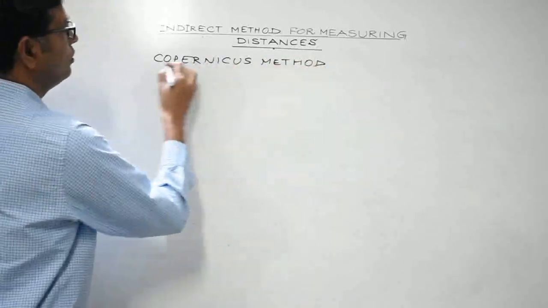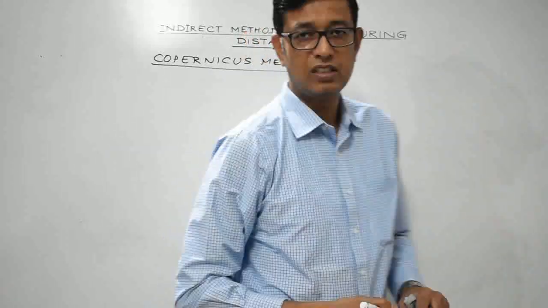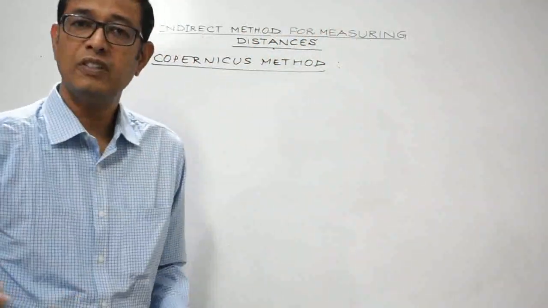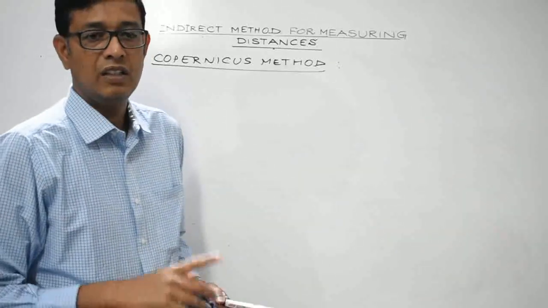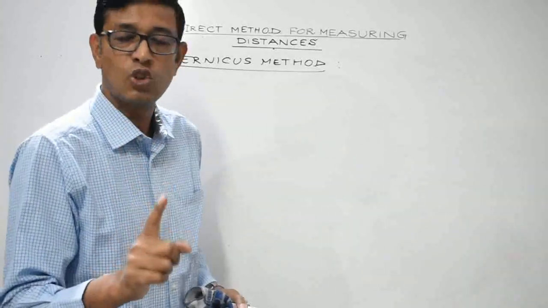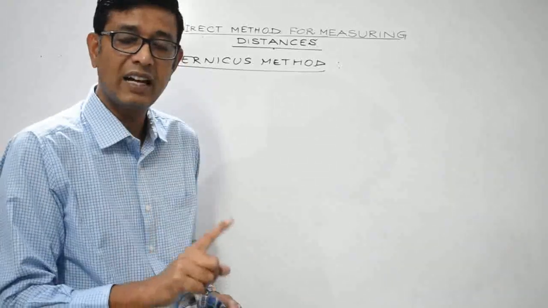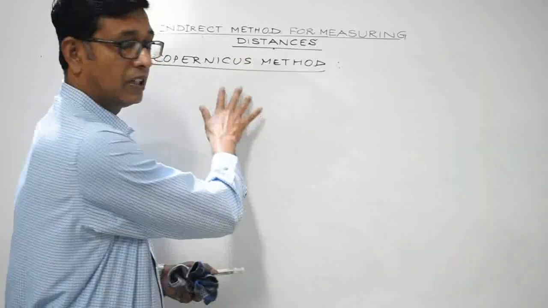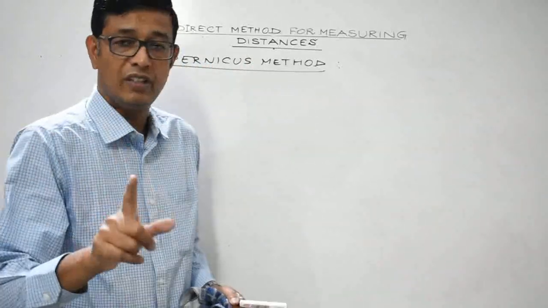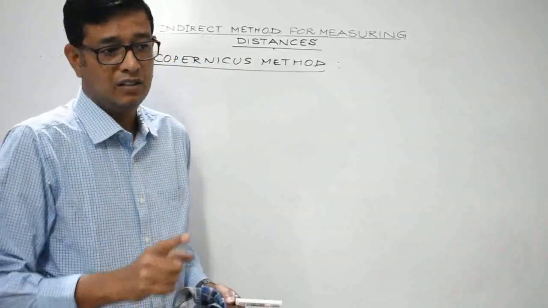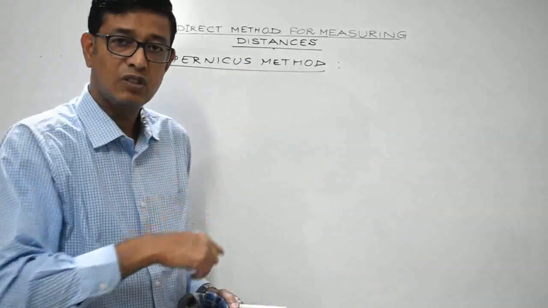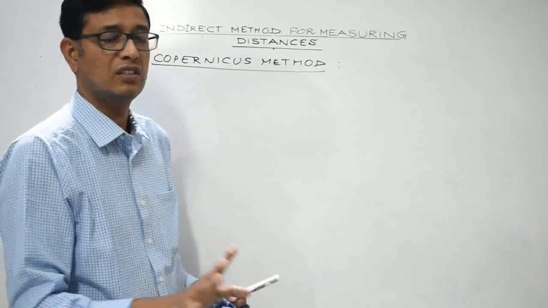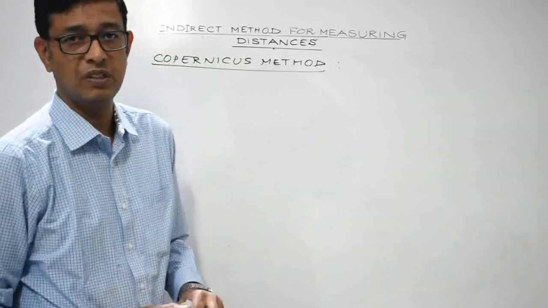So as I told you, this method is applicable only to determine the distance of inferior planets. Inferior planets are those planets whose orbital path are less than that of the Earth. And second is, Copernicus method is applicable only when we consider the path of the planet around the sun to be circular. Right? So these are the assumptions we need to consider while discussing Copernicus method.